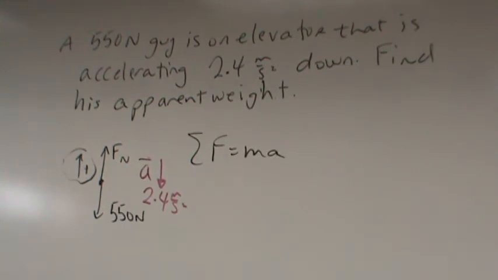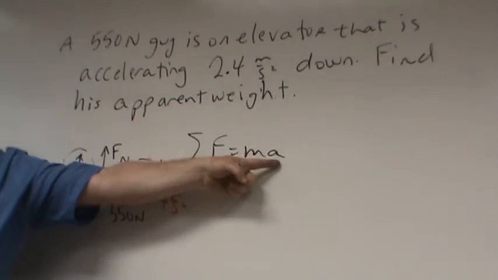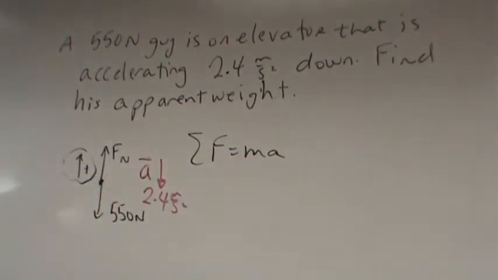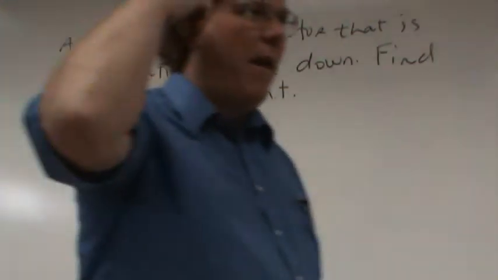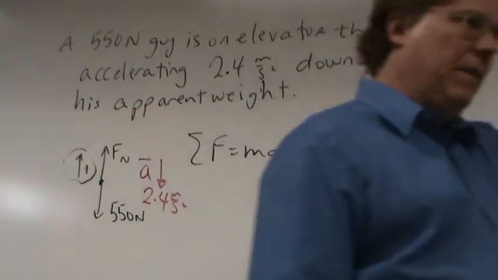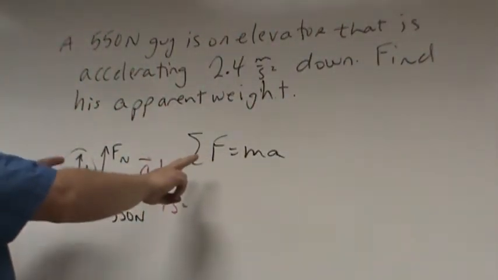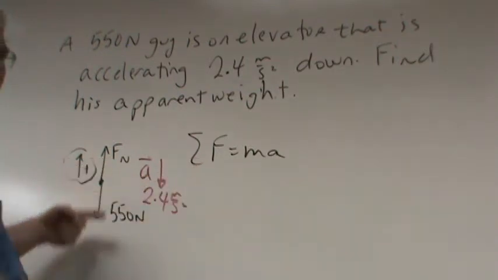By the way, he's accelerating downwards, so what's true about his acceleration? Is it positive or negative? Negative. So make sure when you do sum of the forces equals MA, that A better be negative 2.4, because he's accelerating downwards. Correct. If you define down as positive, then the acceleration would be positive, and the left side would be 550 minus F sub N.